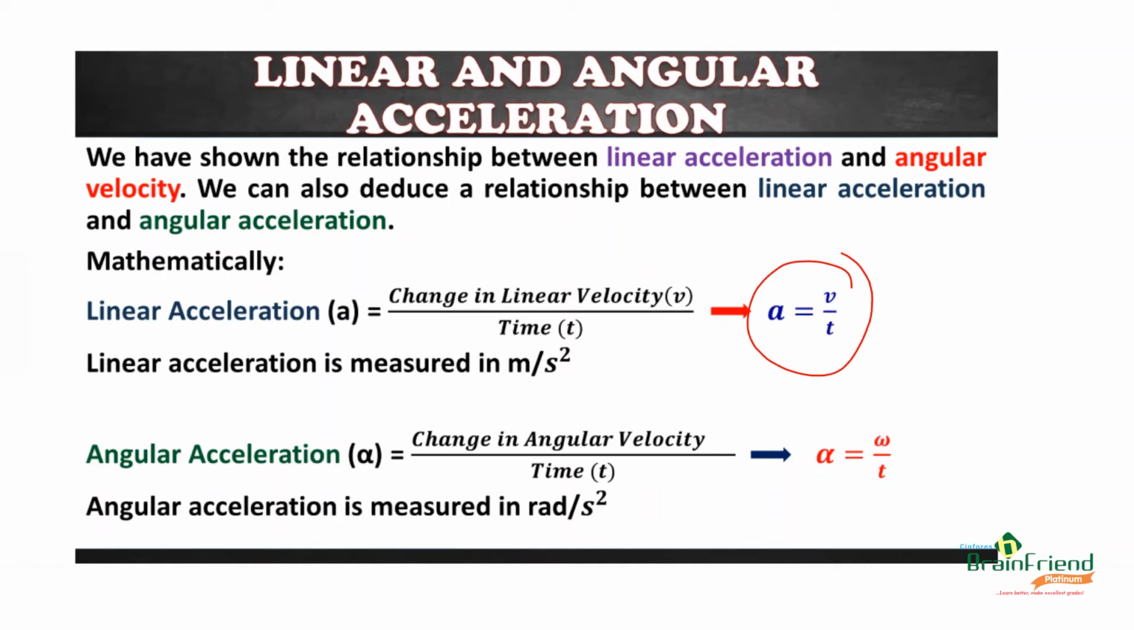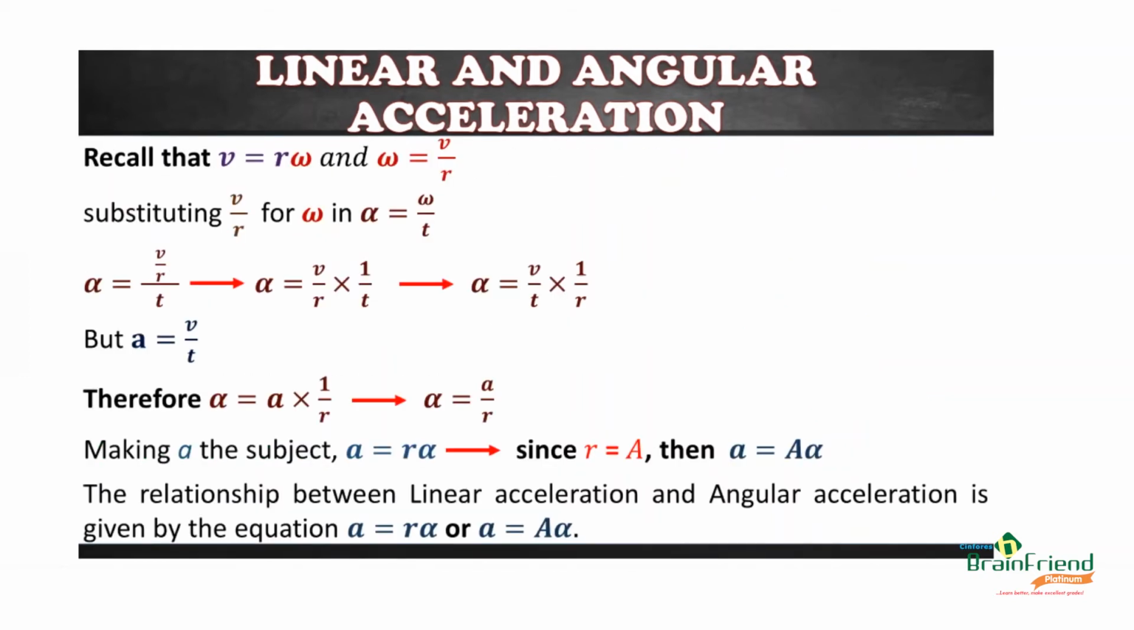On the other hand, angular acceleration alpha is equal to change in angular velocity over time, which can be written as alpha equal to omega over t. Recall that omega denotes angular velocity. Angular acceleration is measured in radians per second squared. From our previous lesson, we established that v is equal to r omega, where v is the linear velocity, r is the radius, and omega is the angular velocity. Making omega the subject, we have omega is equal to v over r.